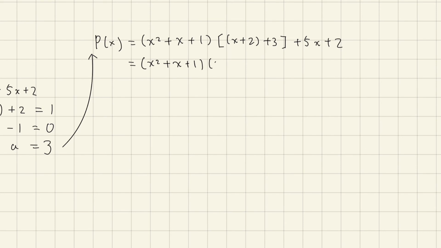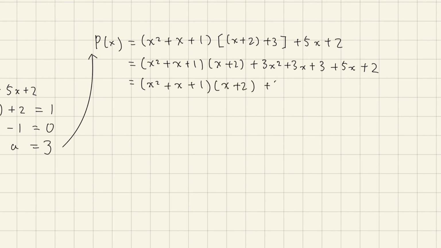We'll substitute negative 2 for x to make finding a easier, and once this is done, we'll find that a is equal to 3. By now knowing a, we can now expand our equation to the form x squared plus x plus 1 times x plus 2 plus 3x squared plus 8x plus 5. Hence, our remainder for dividing p of x by both of the original factors will be 3x squared plus 8x plus 5.